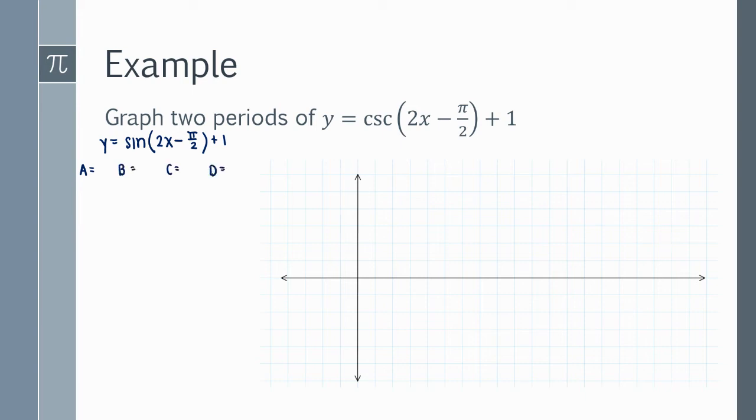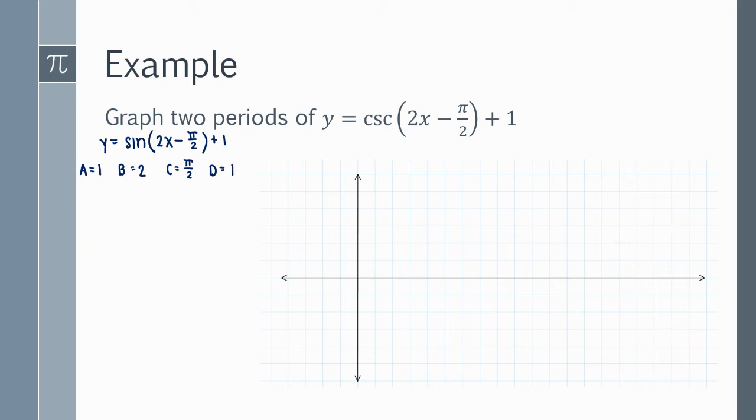All right, so to figure out that information for sine, we want to identify A, B, C, and D. Remember, A is in front of our function, so 1. B is connected to x, so 2. We want to take the opposite sign for C, so that would be positive pi over 2. We keep the sign for D, which is 1.